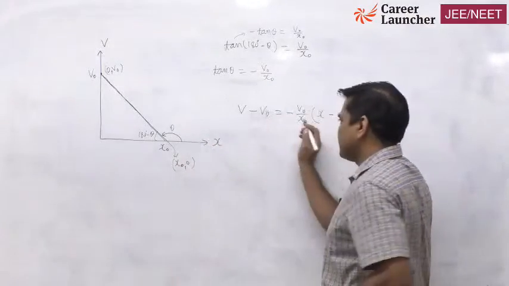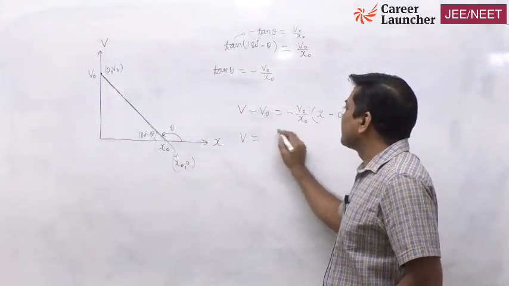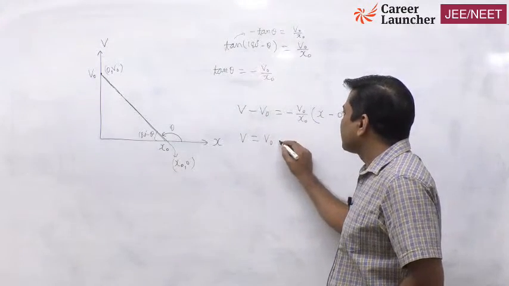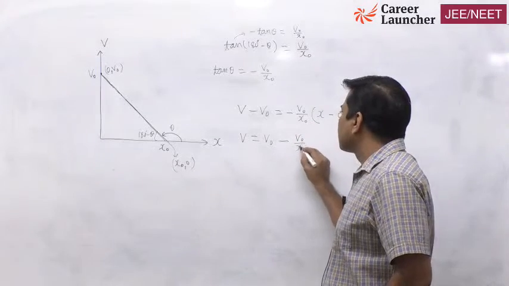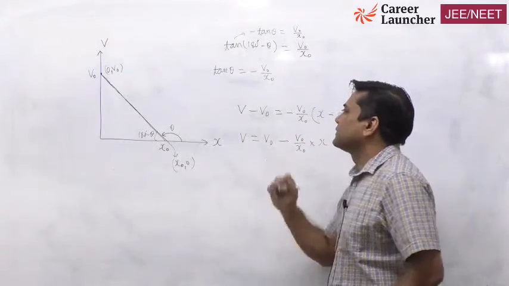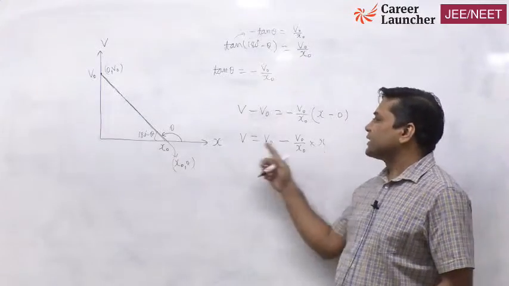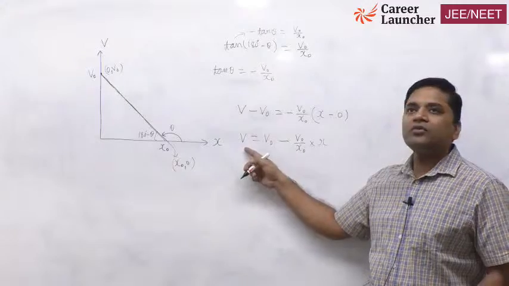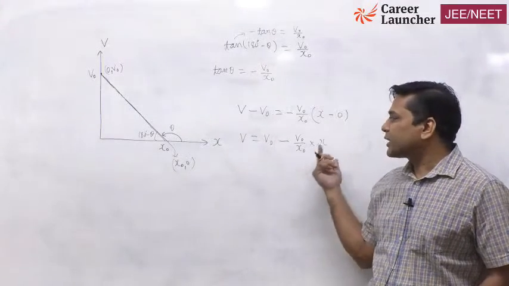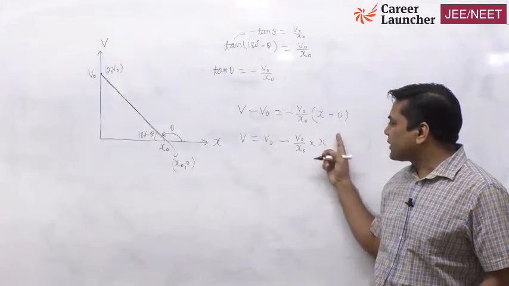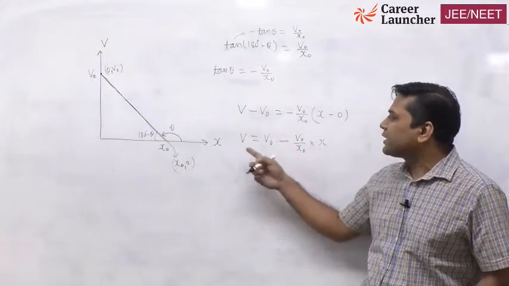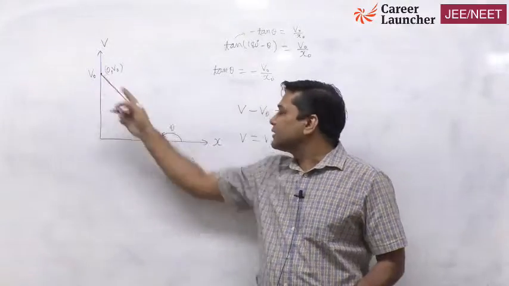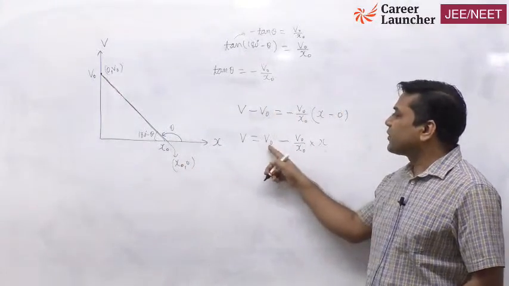Now V equals V naught, this will come this side, and now I'm going to open the bracket: minus V naught by x naught into x. This is the V versus x equation. So if you know the value of x here, you can calculate the value of V. You can check: if you put x as x naught, x naught cancels out, V naught cancels out, answer will be 0. And when x is 0, substitute 0 over here, and velocity is V naught.